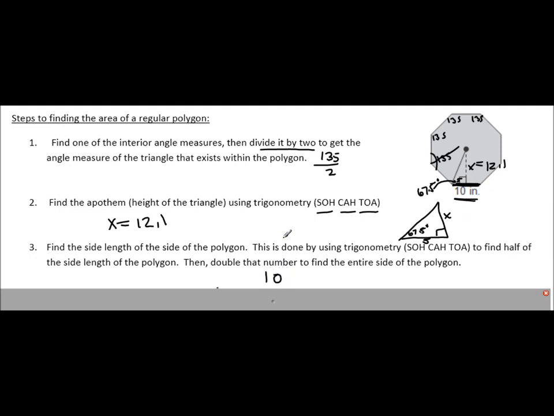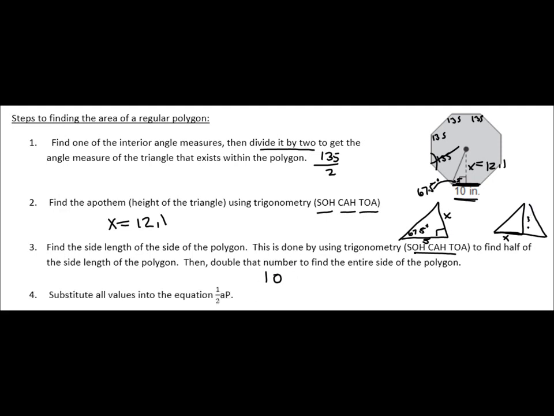Now, if we were not given the side length, so let's say we were given the apothem and we were looking for the side length, once again we would use trig, but that would only give us half of the side length. So we'd have to multiply by 2 to find the entire side length. But we have the entire side length, which is 10.